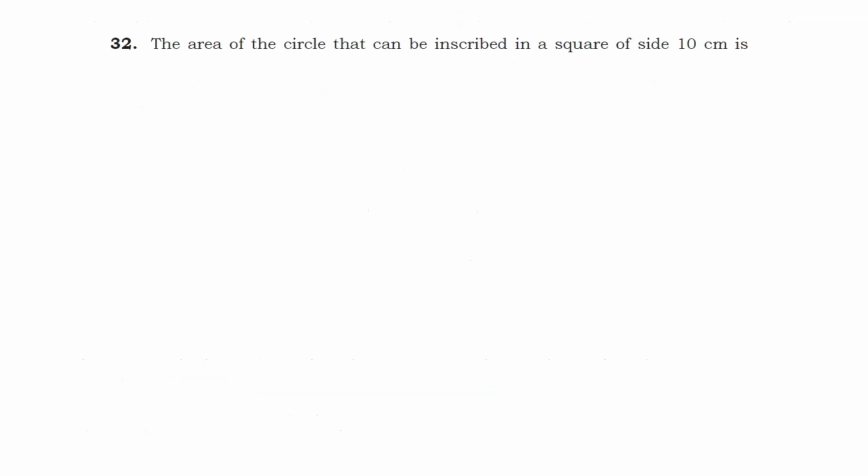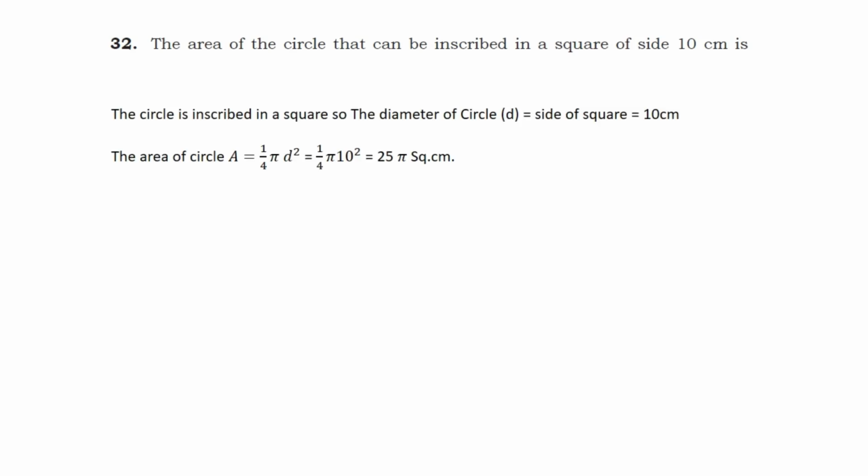So next question, 32nd question. The area of the circle that can be inscribed in a square of side 10 centimeters is. Here he wants to inscribe a circle into a square of side 10 centimeters. So we know that for a circle inscribed in a square, the diameter of the circle equals the side of the square, meaning diameter D equals 10 centimeters. So the area of the circle A, in terms of diameter, the formula is 1 by 4 pi D square. By substituting D value as 10, we get 25 pi square centimeters as the area of the circle, right?